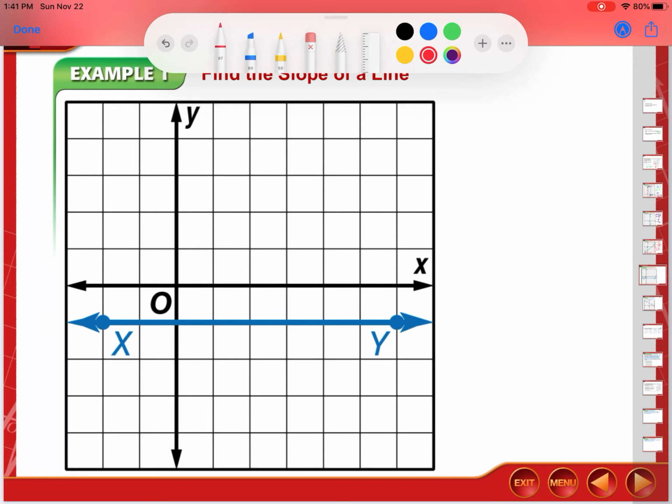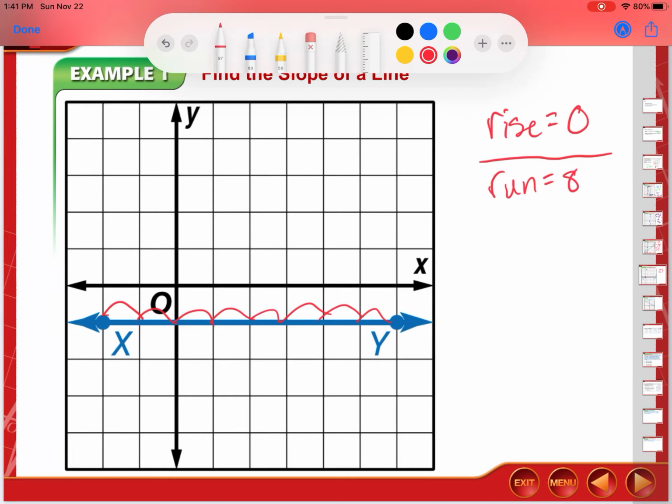Now we have a horizontal line, so going straight across from left to right. And in this case, our rise is nothing because it doesn't move up and down at all. So my rise is 0, then my run is, well, in this case, it's 1, 2, 3, 4, 5, 6, 7, 8.